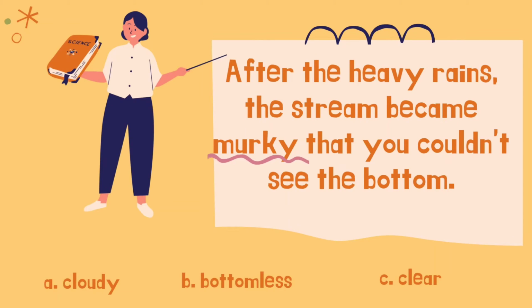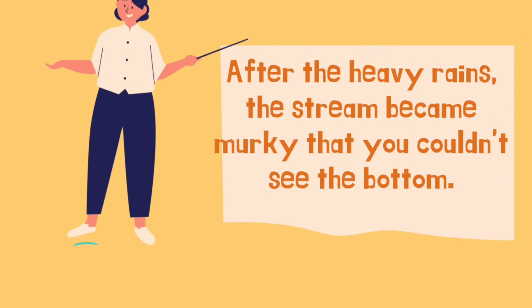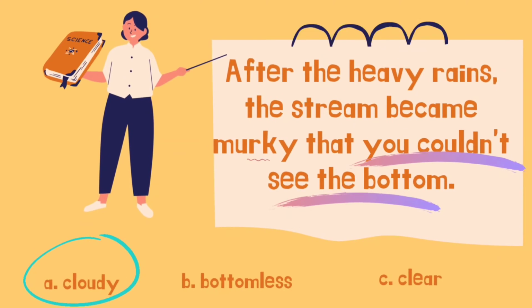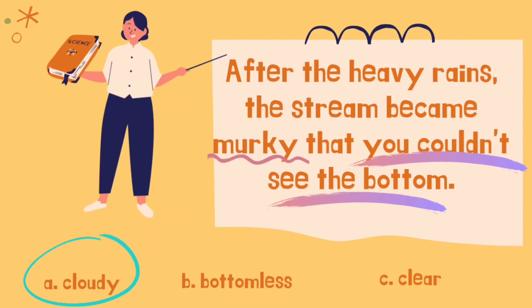After the heavy rains, the stream became murky that you couldn't see the bottom. What does murky mean? A. Cloudy. B. Bottomless. C. Clear. The correct answer is A. Cloudy. As a result of the heavy rains, you couldn't see the bottom of the stream because it has become cloudy or not clear.